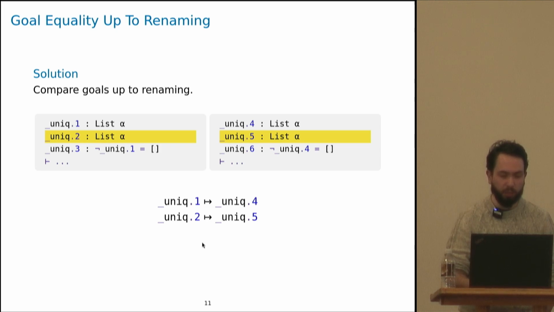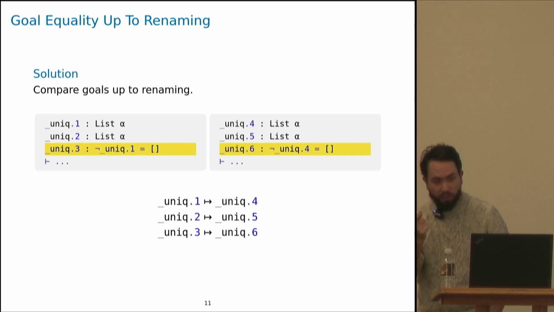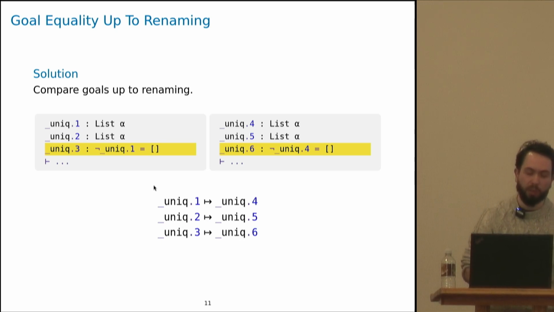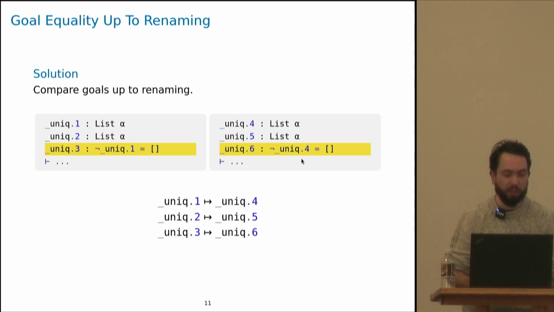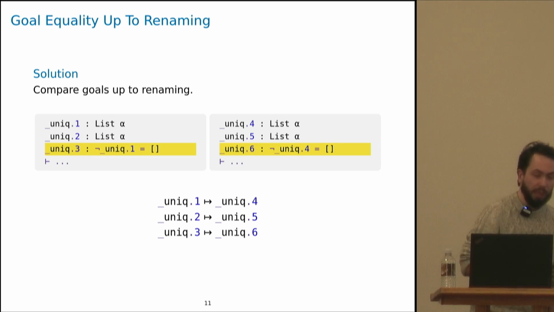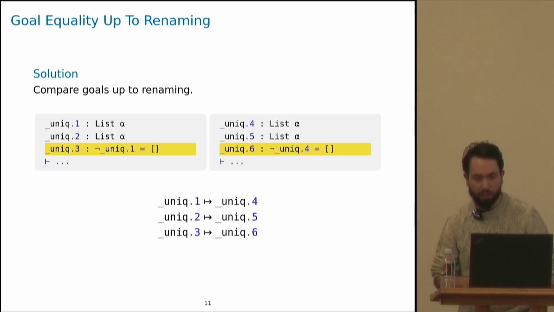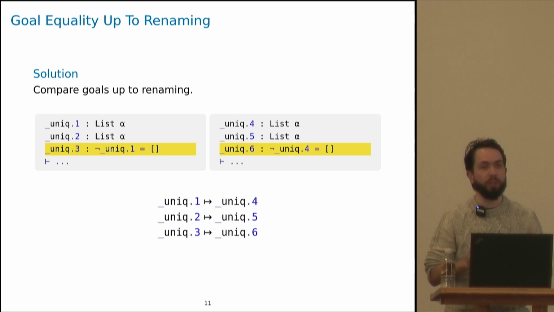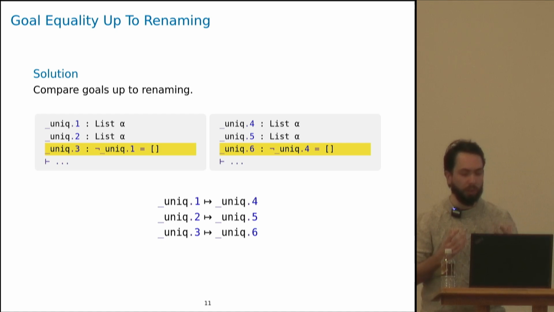We store this identification. And now for these hypotheses here, the types are not exactly the same on both sides, but we have already remembered that we want to consider unique 1 and unique 4 to be actually the same. So we consider them the same in this case as well, and we identify unique 3 and unique 6. And we continue with the target of the goal, which I've elided here. And we do a similar thing also with meta variables, where it's slightly more complicated. So this gives us kind of the right notion of equality for comparing goals produced by different tactics with potentially different names.